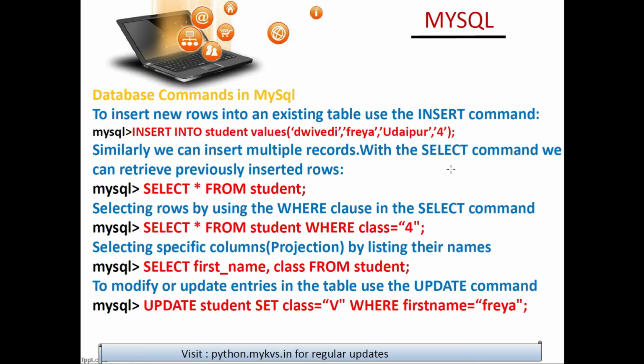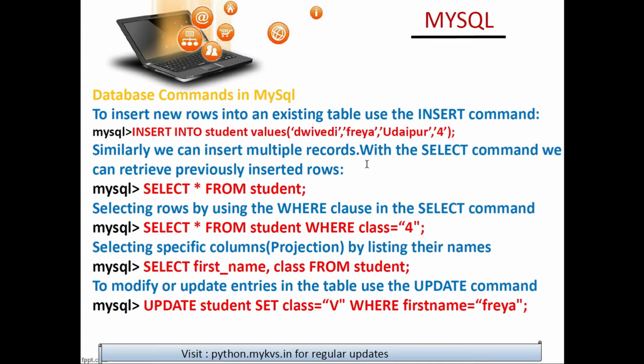So whenever you are taking string data and date data, you have to enclose them in single quotes. Fine. Similarly, you can insert multiple records, and the select command will give us the records that we have stored. If you want to display all the records, you have to give select star from student. Here the star means everything, for the table student.